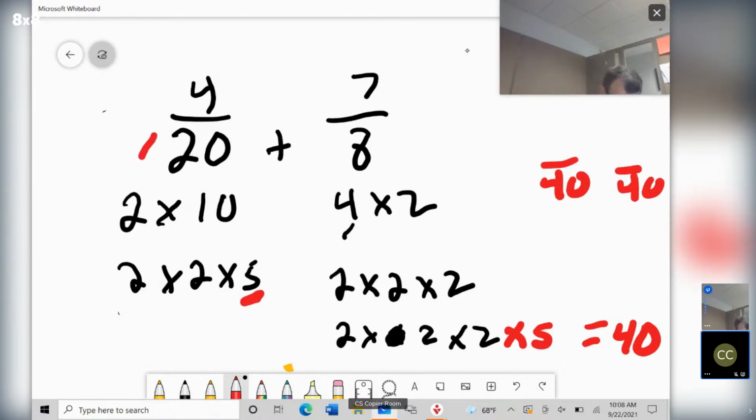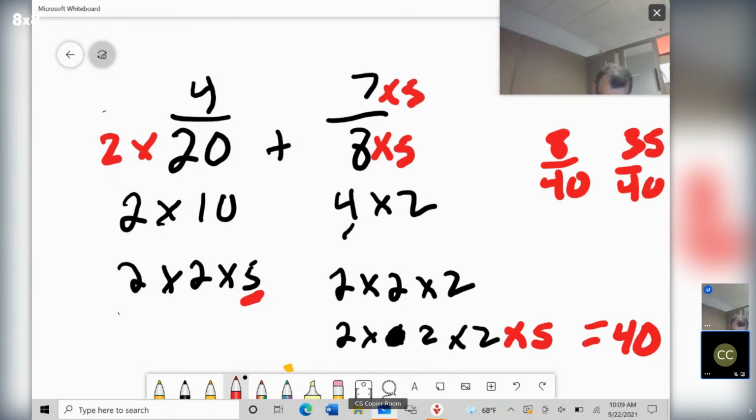And 20 times 2 equals 40. So that's going to give us 8 up here. And 8 times 5 is 40. So we do 7 times 5, and that's going to be 35. So we have 8 plus 35. It's going to be 43 over 40.